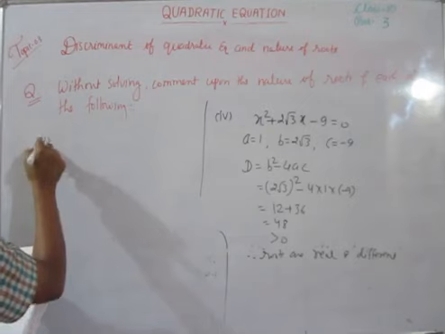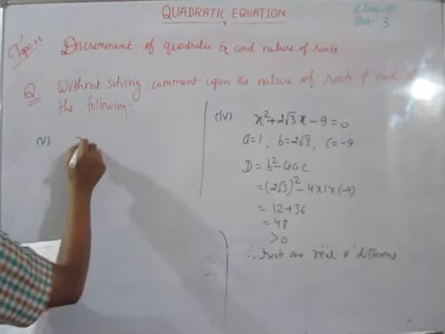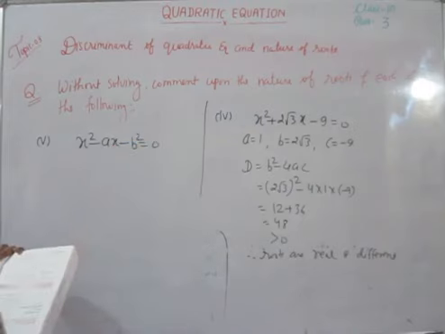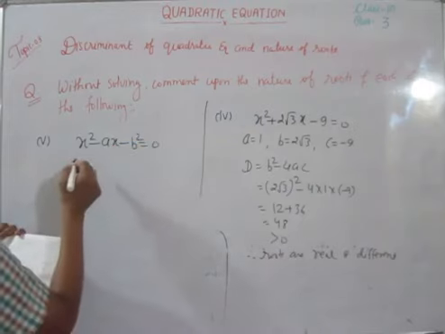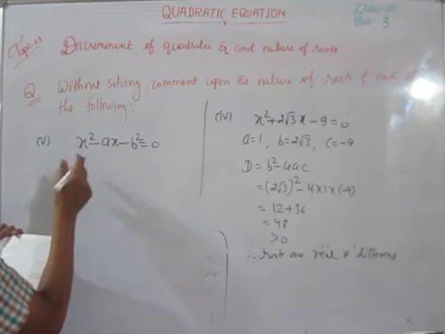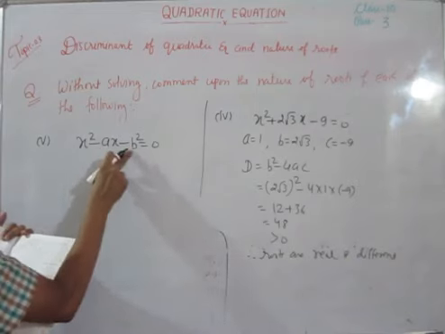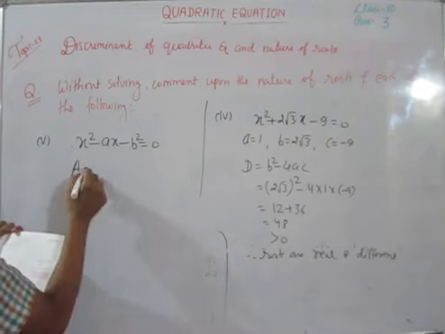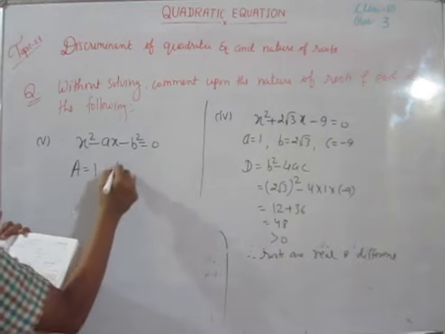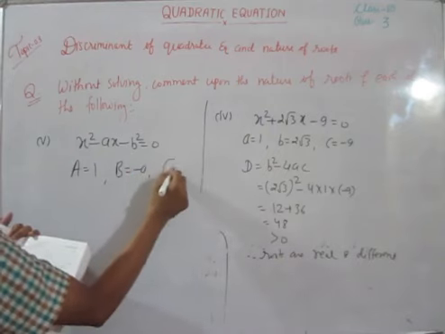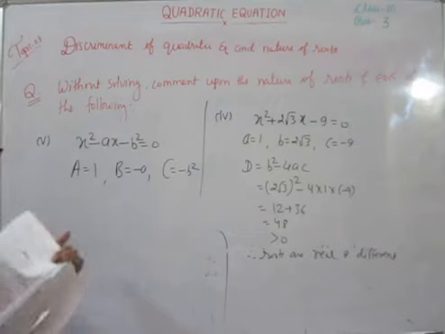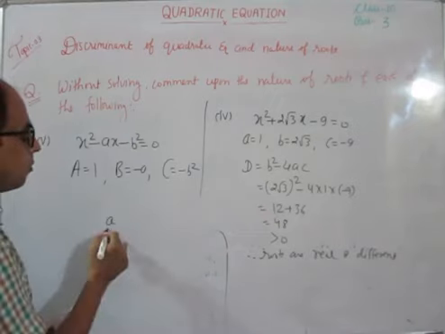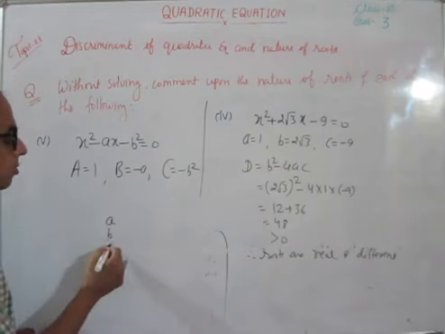Fifth, x square minus ax minus b square equal to 0. So here already in the question a, b are used. So for the coefficient of x square we are using the letter capital A. So capital A is 1, capital B is minus a and capital C is minus b square. So generally for the coefficient of x square small a is used, for coefficient of x small b is used, and for the constant small c is used.